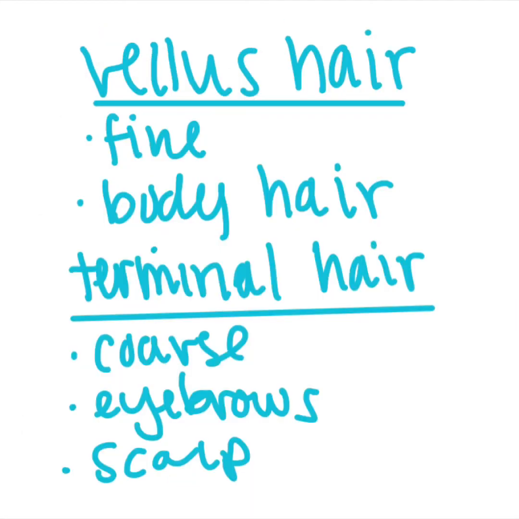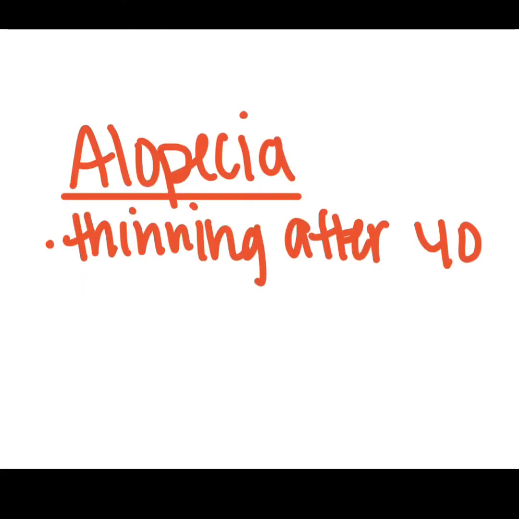Vellus hair is fine and it is just regular body hair, and terminal hair is coarse and is found in the eyebrows and scalp. Alopecia is the thinning of the hair after the age of 40 in both sexes.